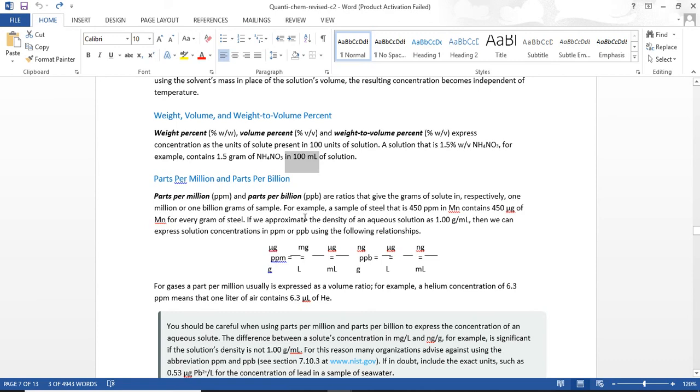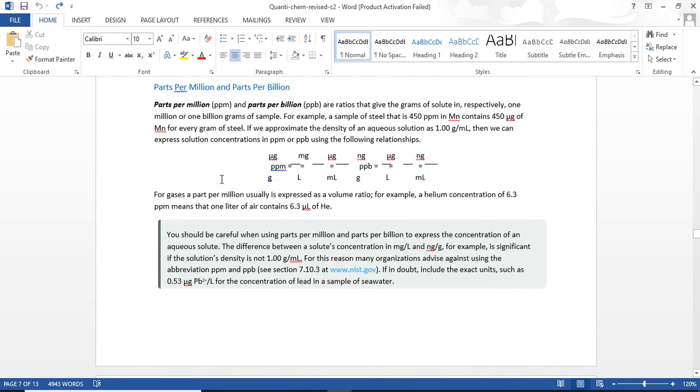Okay, you have here ppm: micrograms in every gram, milligrams in every liter, also micrograms per ml. And nanograms, this is for your ppb: nanograms per gram, micrograms per liter and nanograms per ml. For gases, okay, usually expressed in volume ratio. For example, if your helium concentration is around 6.3 ppm, it means that 1 liter of your air contains 6.3 microliters of your helium.